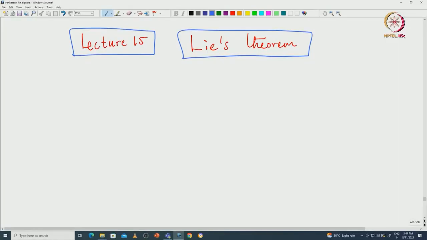Welcome back everyone. In this lecture I will prove Lie's theorem and then we will see some of the consequences of Lie's theorem. In the last lecture we saw Engel's theorem. Engel's theorem provided a structure result about the nilpotent Lie algebras. Very similar to that, Lie's theorem will provide some structural results about soluble Lie algebras. So, here is the theorem.